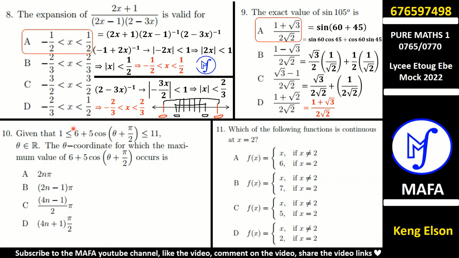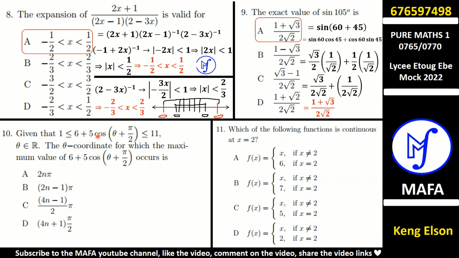We can now subtract 6 on both sides, and we get 5 cos(theta plus pi on 2) to be equal to 11 minus 6, which is 5. We can now divide both sides by 5, and we get cos(theta plus pi on 2) to be equal to 1. Nevertheless, if a function is maximum, then the individual parts of the function have to be maximum. In this case, we have the function 6 plus 5 cos(theta plus pi on 2). 6 is already 6, so it is at its maximum state. What about 5 cos(theta plus pi on 2)?